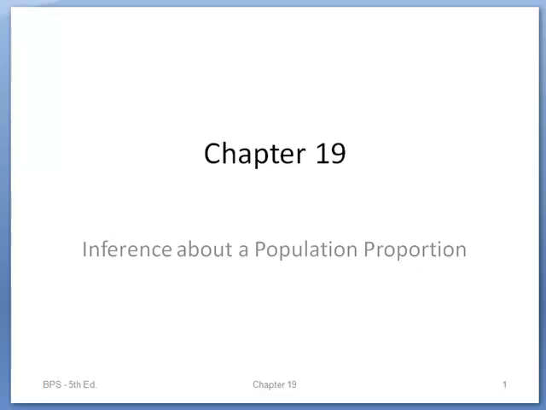Welcome to Chapter 19, Part 1, Inferences about a population proportion. Now we've been dealing with inferences about population means or the difference between means. Now we're going to start talking about proportion. So this is a new parameter that we're going to be dealing with. As I said, we've been working with the mean, but now we're going to learn about the population proportion.